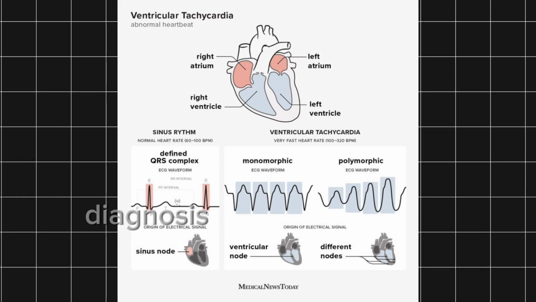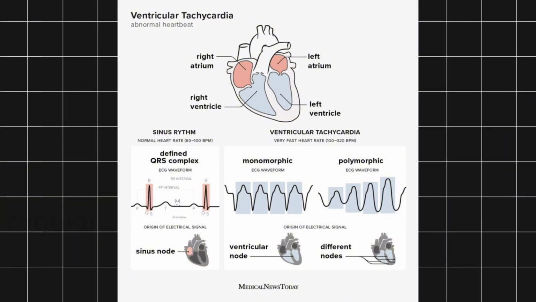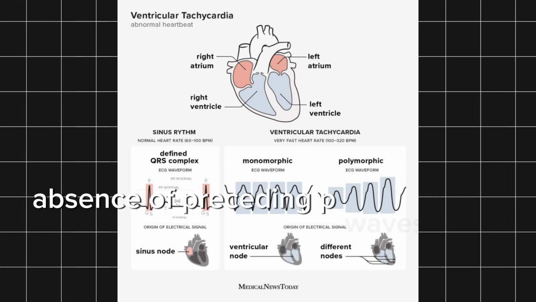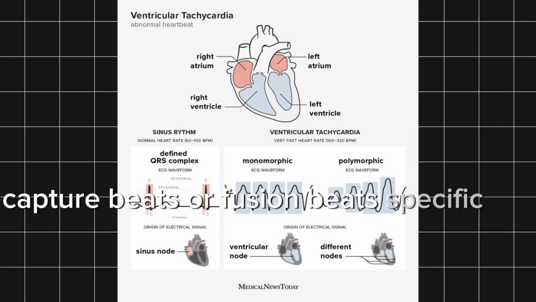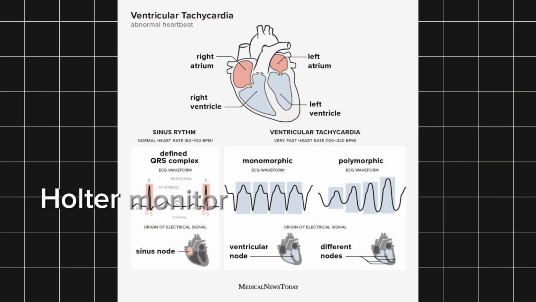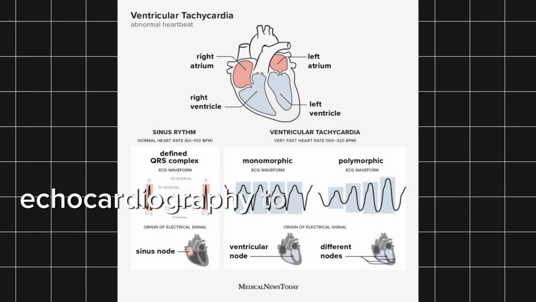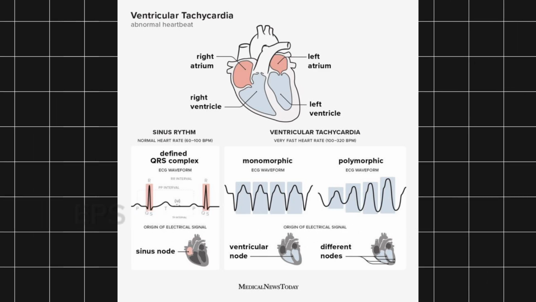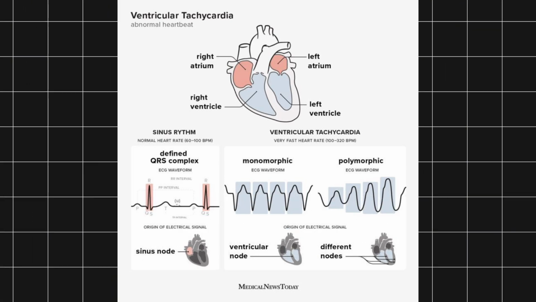6. Diagnosis. Electrocardiogram: wide QRS complexes, greater than 120 milliseconds, regular or irregular rhythm depending on VT type, absence of preceding P waves or AV dissociation, capture beats or fusion beats, specific for VT. Holter monitor for detection of non-sustained VT. Echocardiography to assess structural abnormalities. Electrophysiology study, EPS, for precise localization of arrhythmogenic foci.